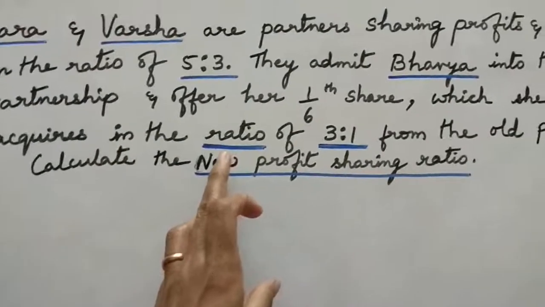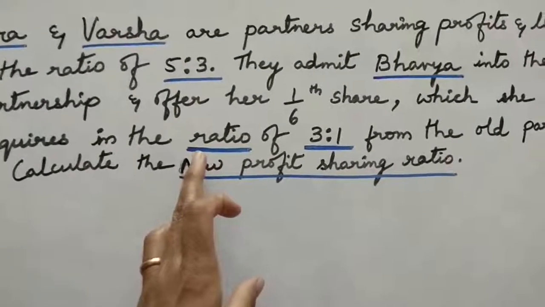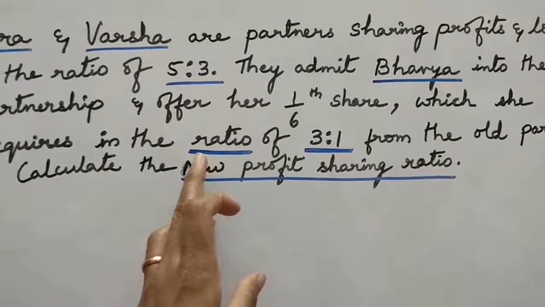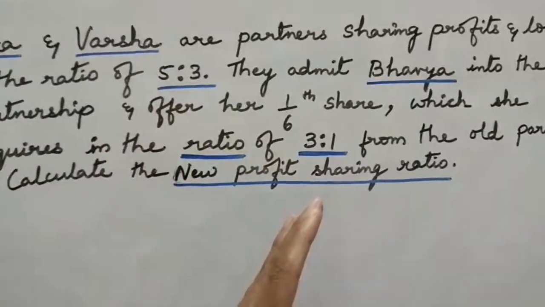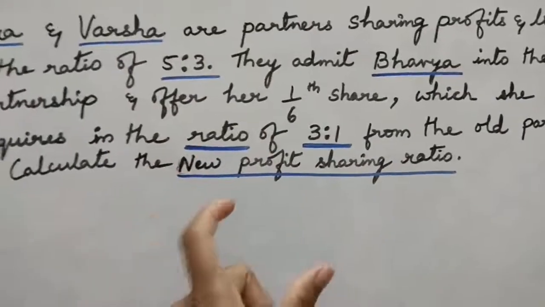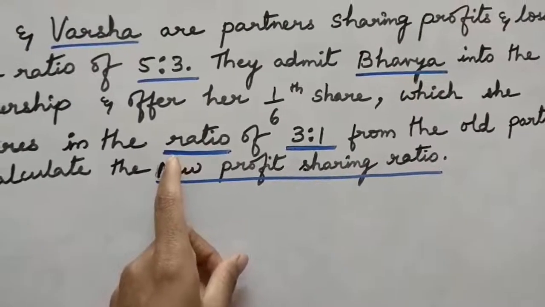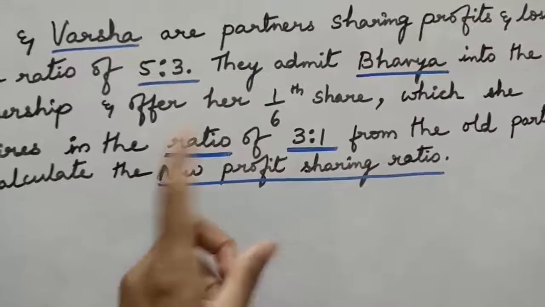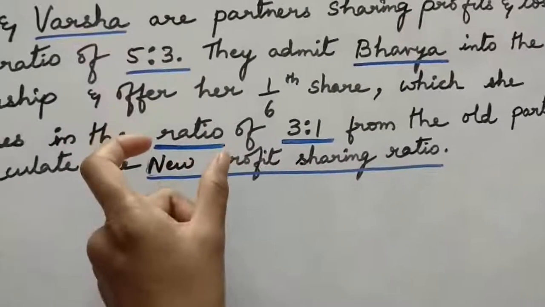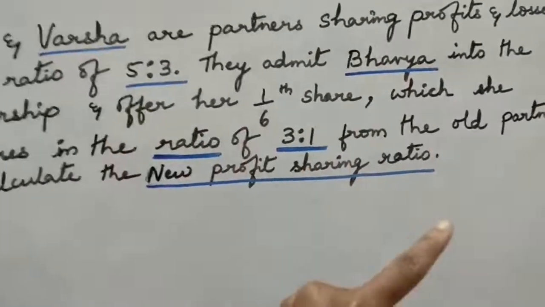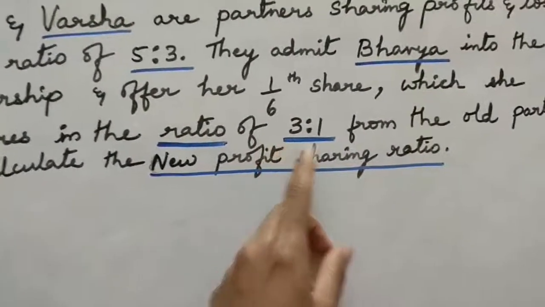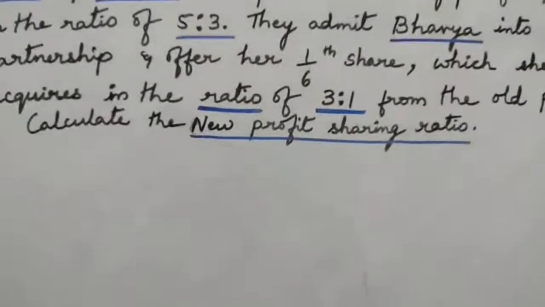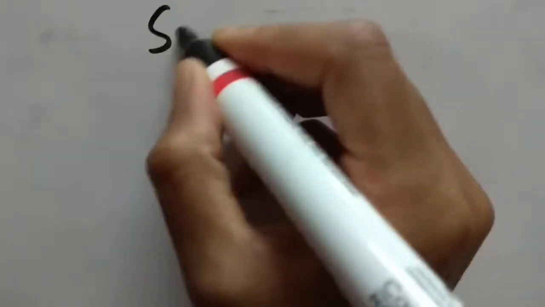See, in the previous video we had seen questions related to proportion, but here it is given as a ratio. So when it is a proportion, we take it directly for calculation, treating it as the sacrificed share. But here, as it is a sacrifice ratio, we need to convert the ratio into a share, and then we are going to go for the calculation of the new profit sharing ratio. So this is 3:1. Now let us see how the calculation is. Going for the solution.